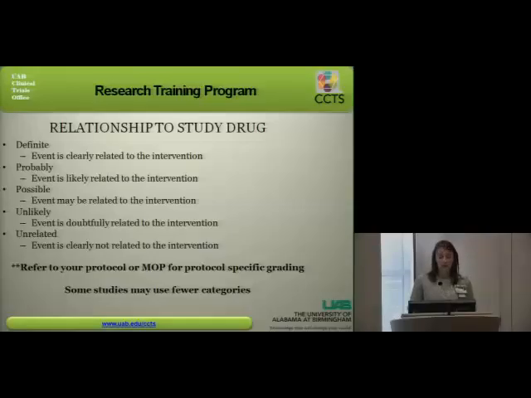Again, you want to refer to your MOP for protocol-specific grading, because some studies may have fewer grading categories than others.